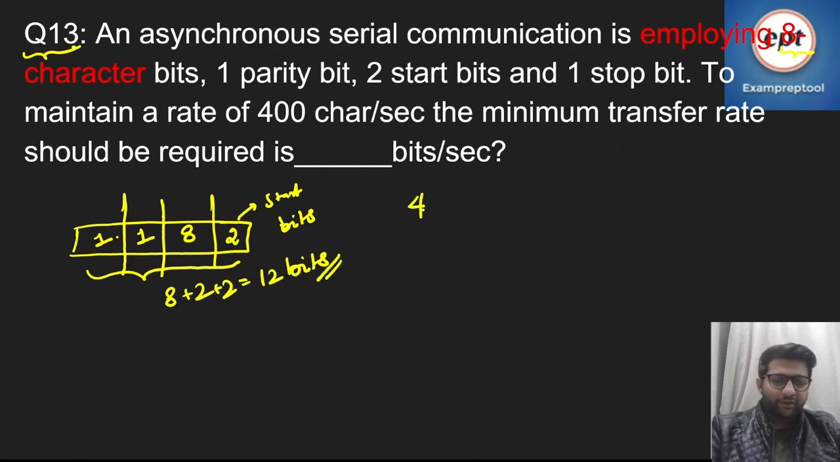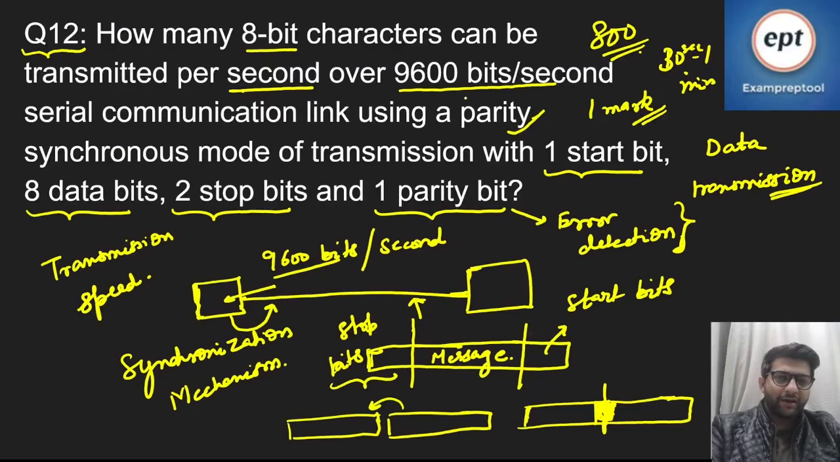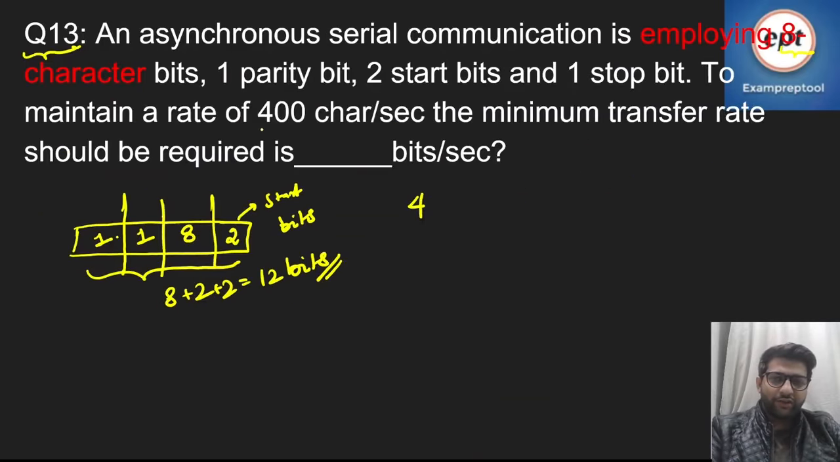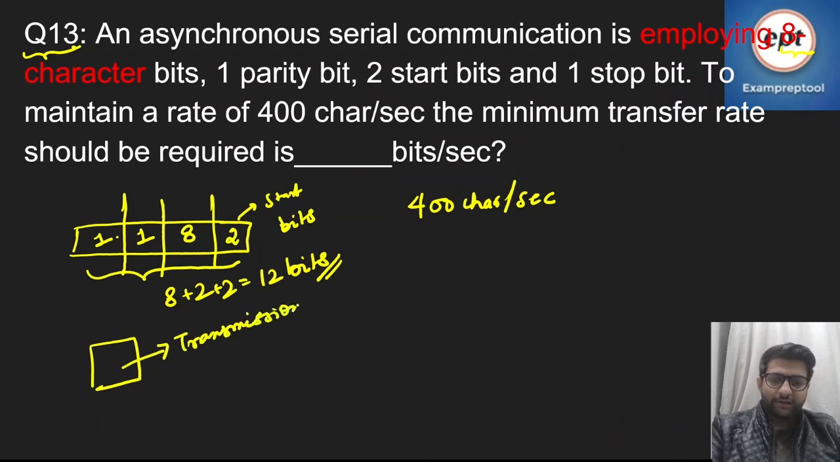So in the previous question, we were given the transmission speed in bits per second. Here, what we need is a transmission speed of 400 characters per second. The minimum transfer rate required is, right? So it is asking what should be the minimum transmission speed of an interface to achieve a transmission speed of 400 characters per second, right?